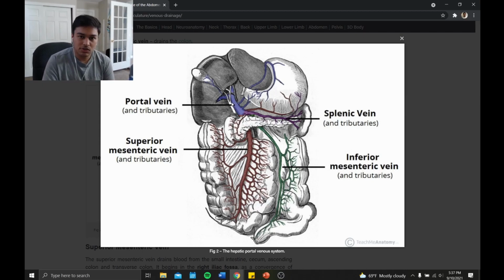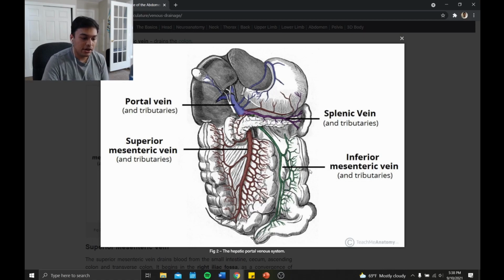So let's first review the venous systems in the abdomen. There's the superior mesenteric vein, the inferior mesenteric vein, and the splenic vein here. There's also, not labeled here, the left gastric vein. The left gastric vein drains blood from the stomach, the lesser curvature of the stomach, into the portal vein. The splenic vein drains blood from the spleen, the pancreas, and the duodenum to the portal vein.